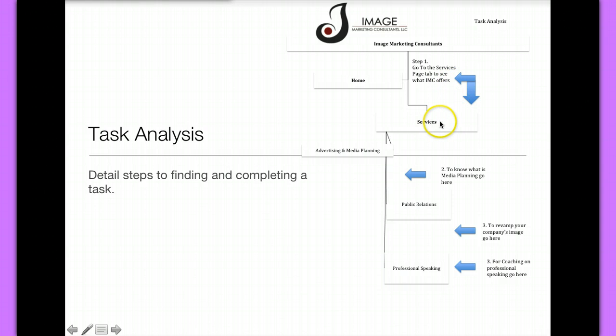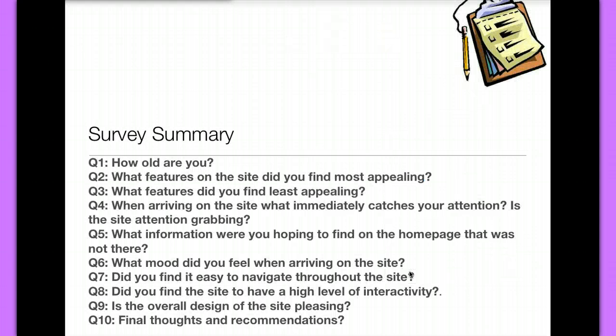Once you go to the service page, then you have hyperlinks taking you to describe each service you provide. So advertising, media planning, public relations, professional speaking. So what's the definition for media planning, or what is media planning? You will go to advertising and media planning and you will get that answer. If you need to revamp your company's image, you know that you'll go to public relations. If you need coaching for professional speaking, you know you'll go to the professional speaking tab. So this is an example of a task analysis, detailed ways on how to find things on your website.